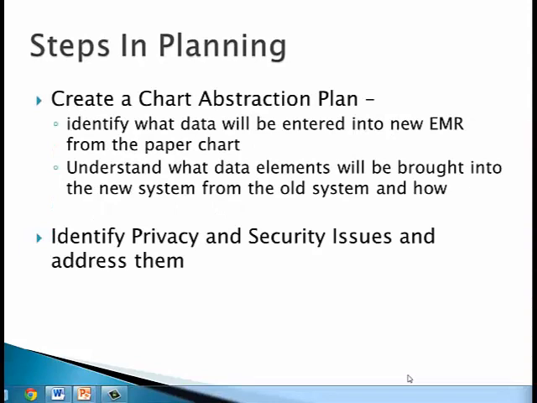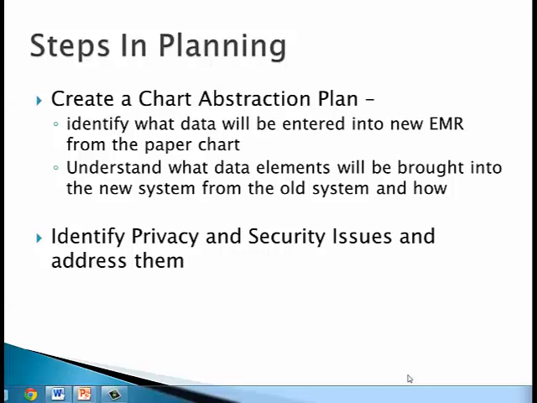Continuing along with the steps in planning is creating a chart abstraction plan. A means to convert or transform information from paper charts to electronic charts. We want to identify specific data elements that will be entered into the new electronic medical record, and if there are items that will need to be scanned. We need to understand what data elements will be brought in and how we're going to do this. This is very important.